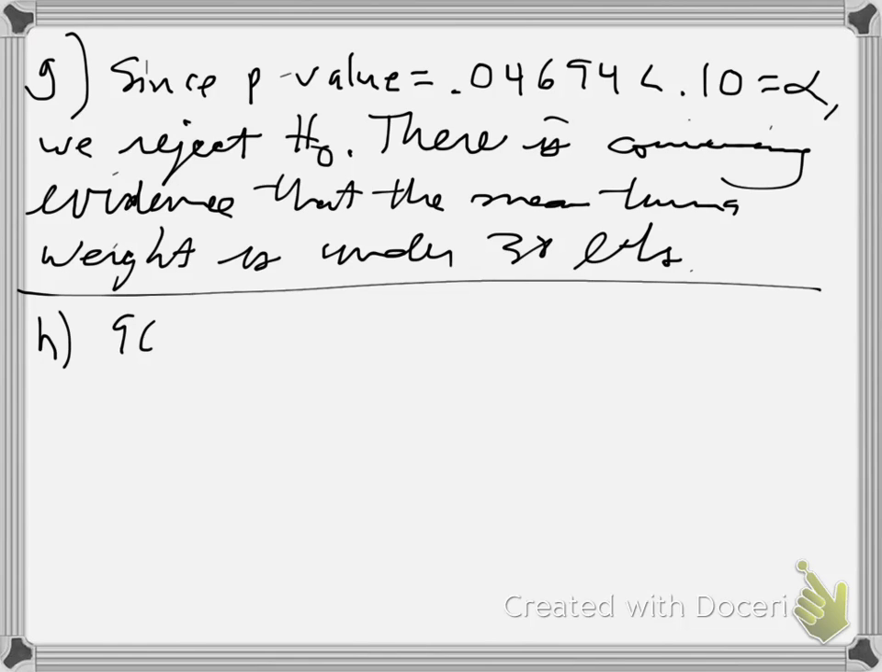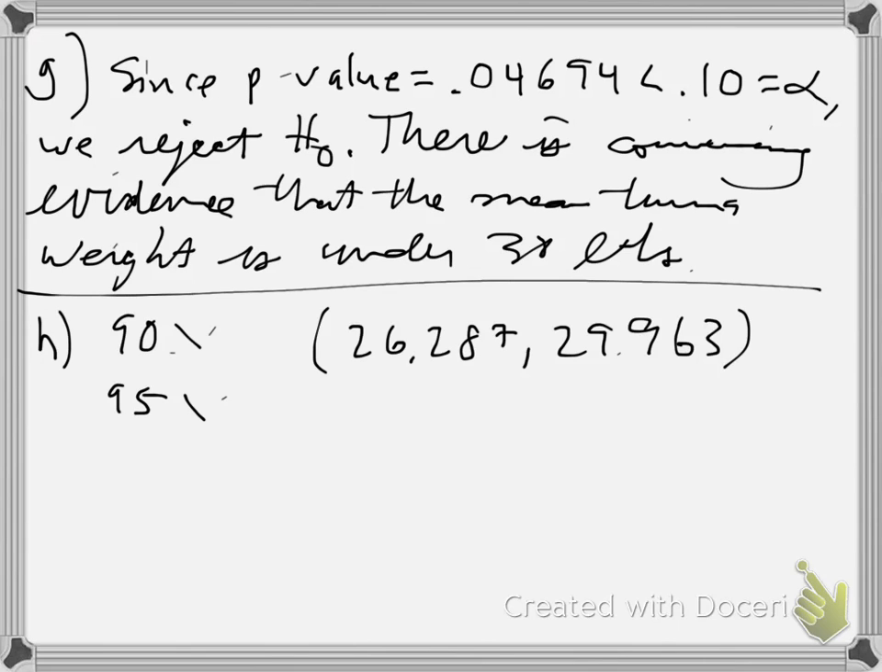Okay, part H. Ask for a 90% confidence interval. So let's go to our tests. This is going to be a T interval. We're going to use the data L1, the confidence level 0.90, and my 90% confidence interval is from 26.287 to 29.963.